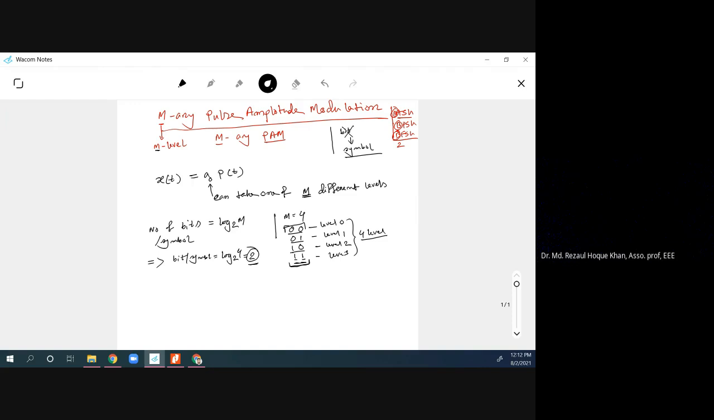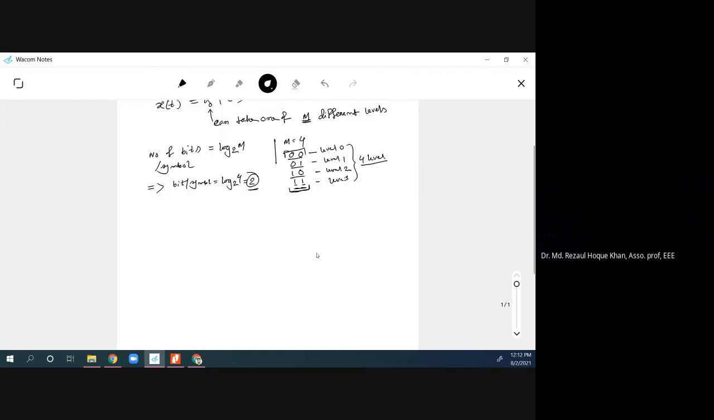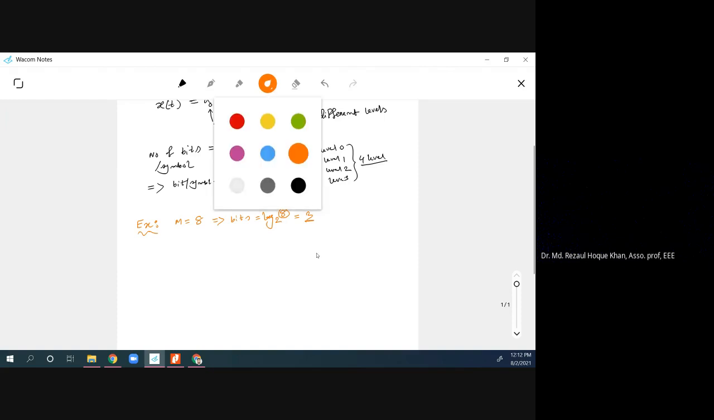Now let's consider an example where M equals 8. It's a good number. If M equals 8, what will be the number of bits? Bits will be log 2 of 8, equal to 3. So there will be 3 bits to express 8 levels. Let's see how.